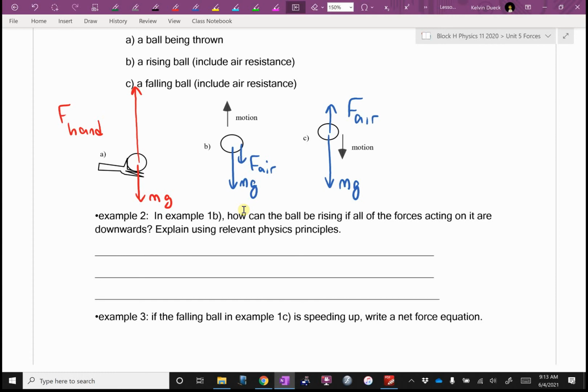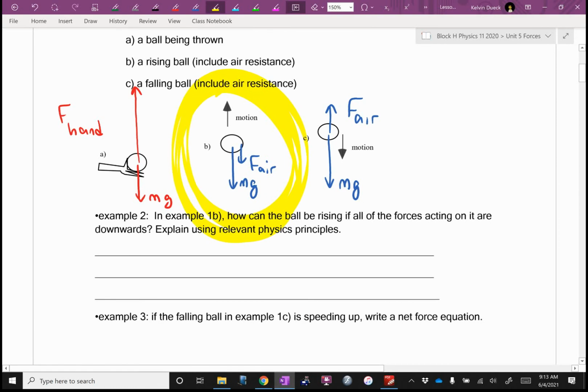It's traveling up. Which way is it accelerating? Look at the free body diagram. Which way must it be accelerating? Which way are the unbalanced forces pointing? Down. Which way must it be accelerating? It must be accelerating down. So if it's traveling up but accelerating down, how will that behave? All that's really saying is on the way up, the ball must slow down. Yeah, totally works.